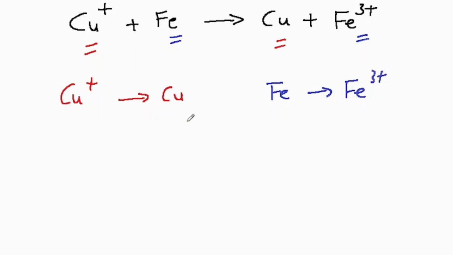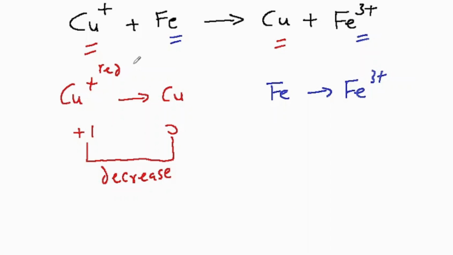Now we are going to label these half equations. We label this as the reduction half equation. Why? Because we have copper 1 being reduced to copper. The oxidation number is changing from +1 to 0. So this is a decrease in oxidation number, and that's why we call this the reduction half equation.